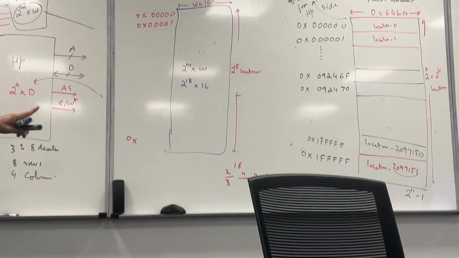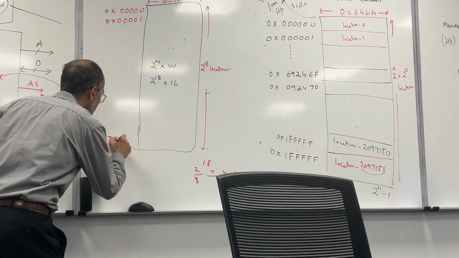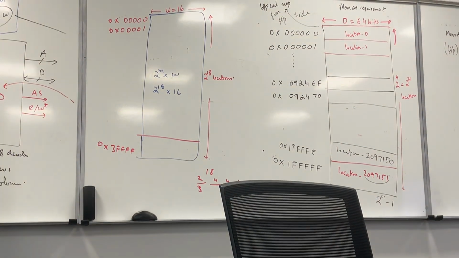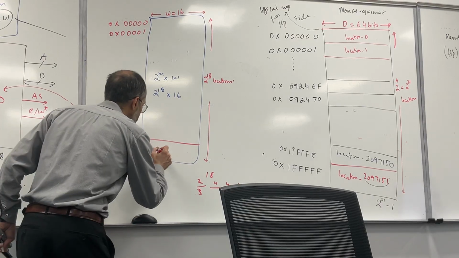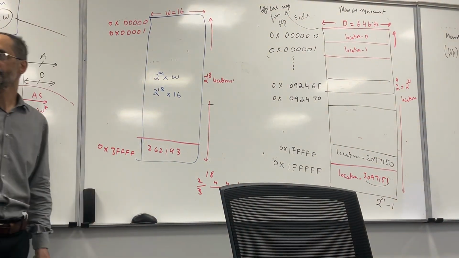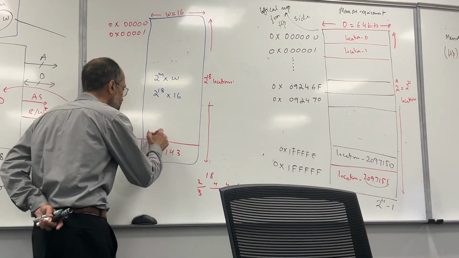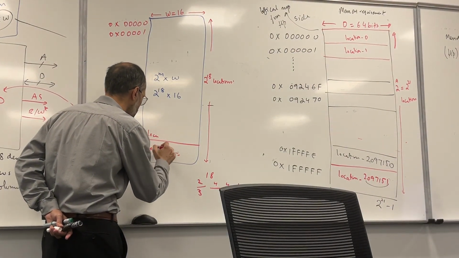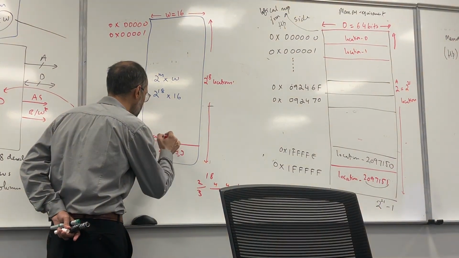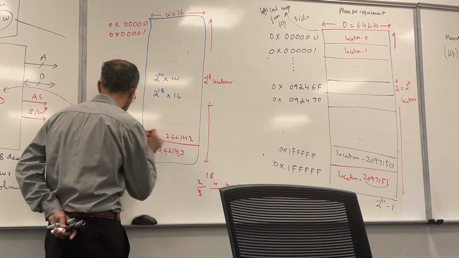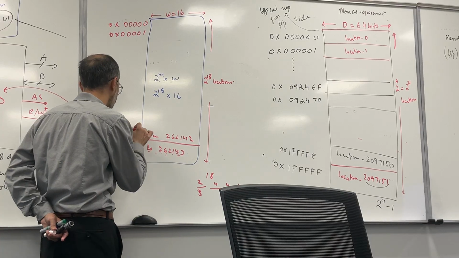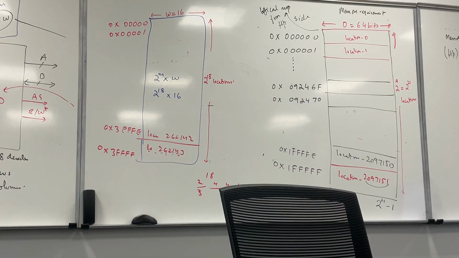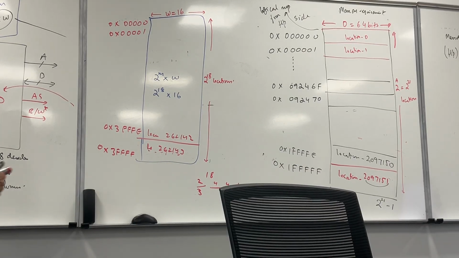So basically the maximum address will be 3FFFF. What will be the second last address? What is 2^18? 262144, so the last will be location number 262143, and this will be location number 262142, and that address will be 0x3FFFE. Any question? Any question?